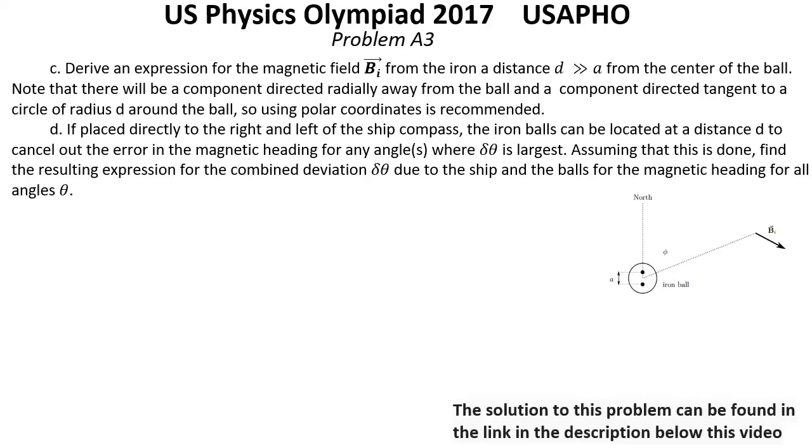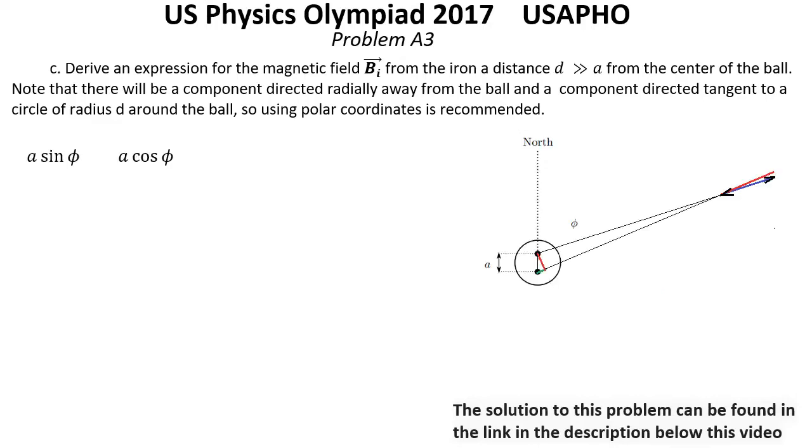Question D. If placed directly to the right and left of the ship's compass, the iron balls can be located at a distance d to cancel out the error in the magnetic heading for any angles where delta theta is largest. Assuming that this is done, find the resulting expression for the combined deviation delta theta due to the ship and the balls for the magnetic heading for all angles theta.